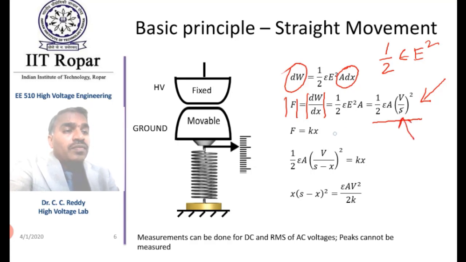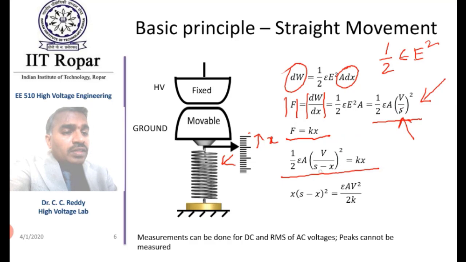But when there is a movement by X, if this electrode moves by X, then what will be the force due to this spring? The force due to this spring is F equals K into X, where K is the spring constant. Therefore, this is the governing equation, because when it moves X, the net force on the electrode due to the electric field is this, because you have to use S minus X.